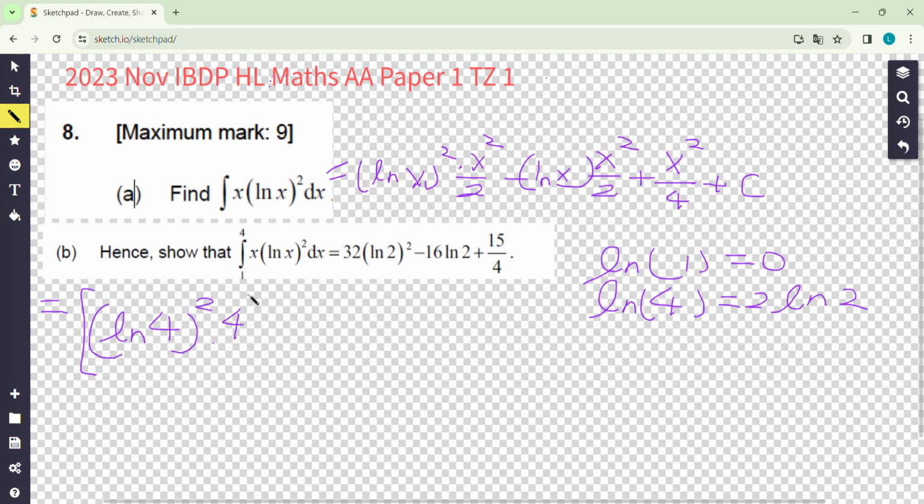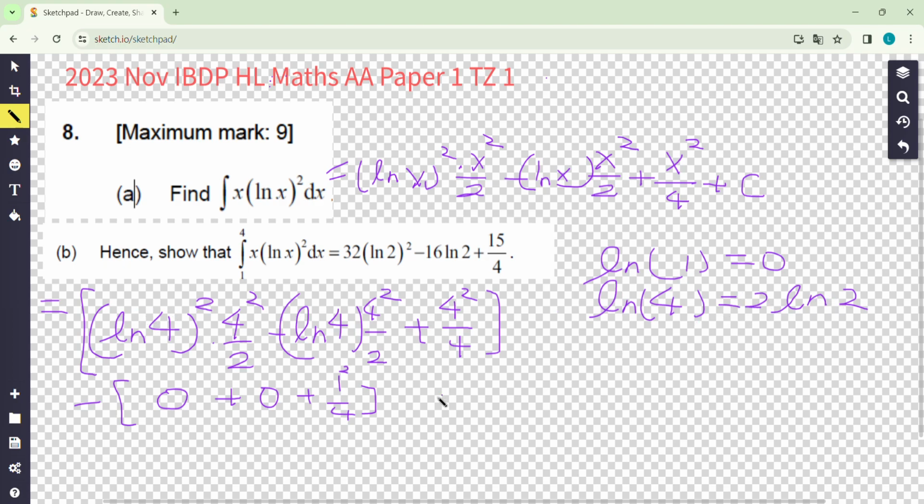times 4 squared over 2, minus log 4 squared over 2, and then plus 4 squared over 4, and then minus, but all the things become 0 except the last term, 1 squared over 4.